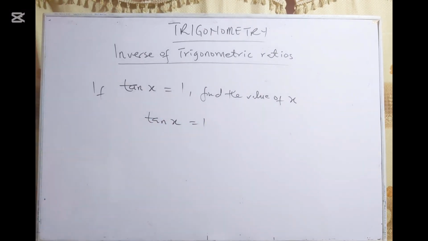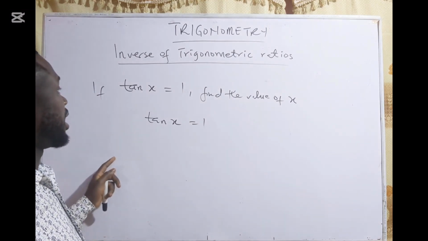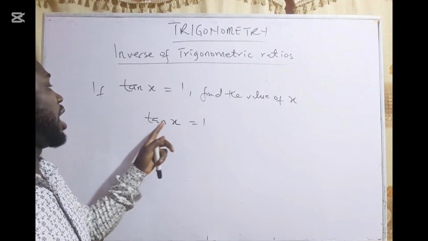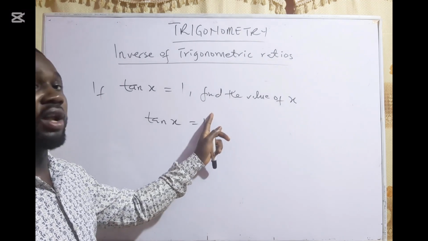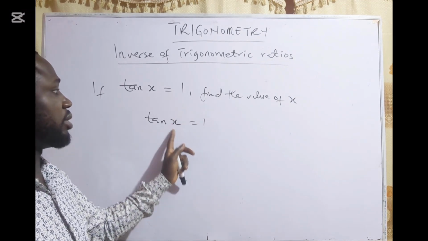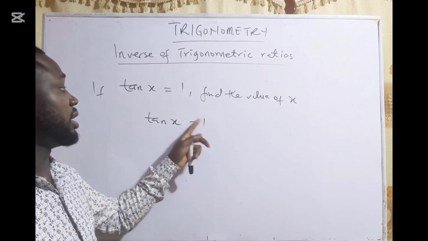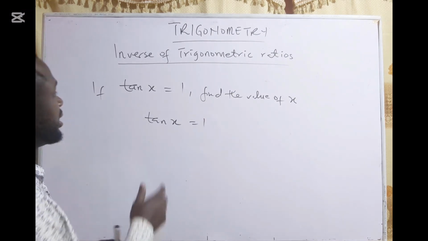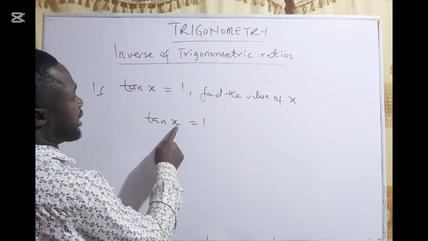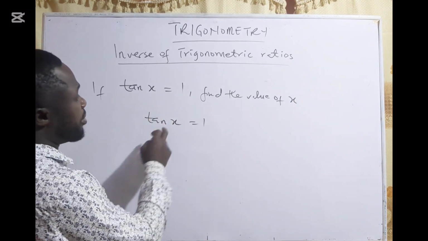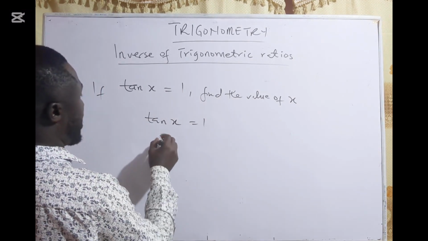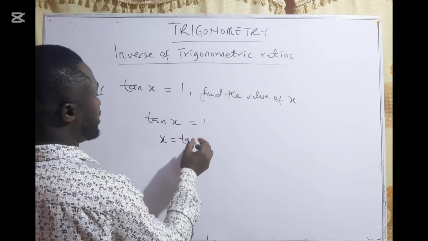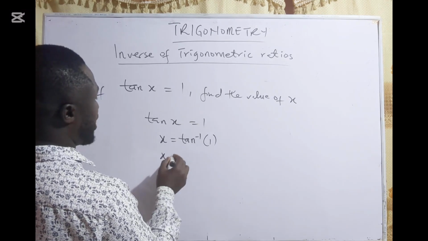If I want to find the value of the angle, since I have tan x here, I'll find the inverse of tan. Then I can make the angle the subject to get the value of x. That will give you the answer 1. So then my x is going to be tan inverse of 1, and then you put it on the calculator.